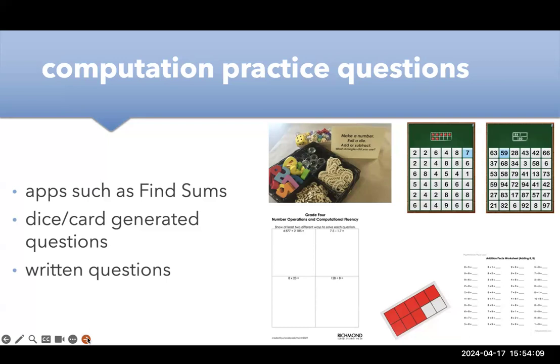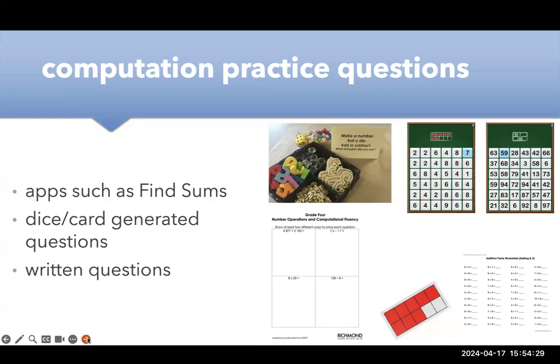They roll their dice, and then they either add or multiply or divide or subtract, whatever their goal is for their practice. They're generating their own questions. You don't need to photocopy anything. You set that up at the beginning of the year, and that can be a station or a center all year long. And then, of course, there's written questions.